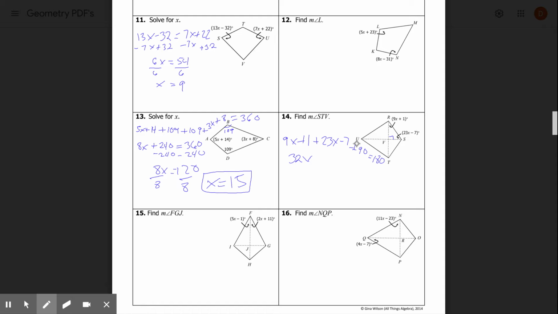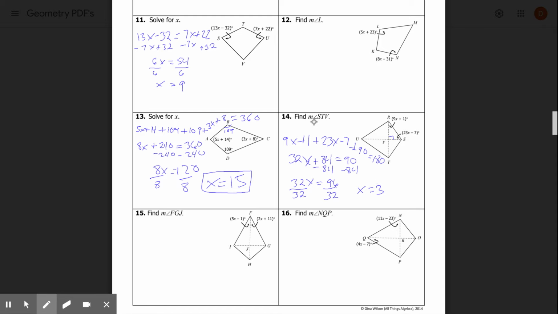So we end up with 84 over here. So we have 32x plus 84 equals 90. Subtract 84 from both sides, and we get 32x equals 96. And if you divide that by 32, then you get x equals 3.